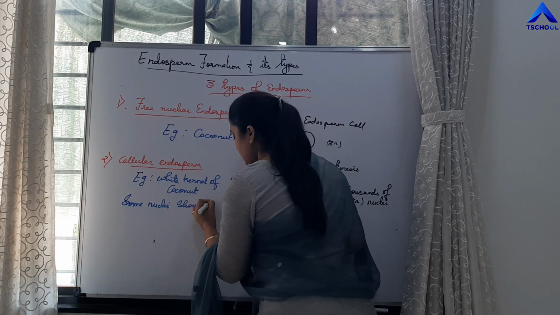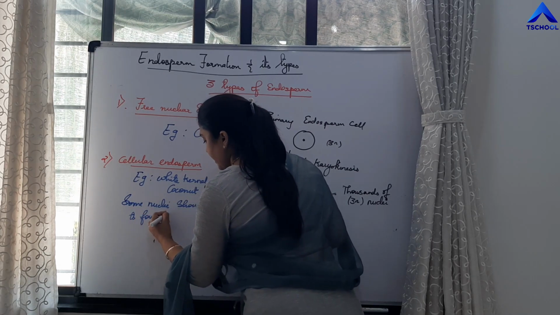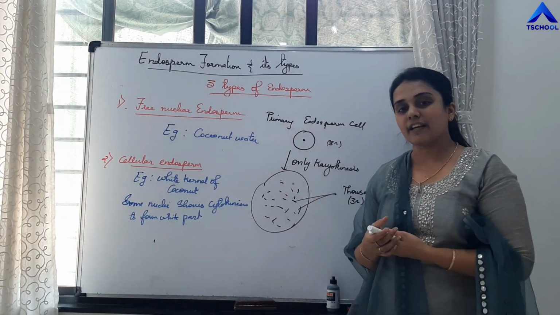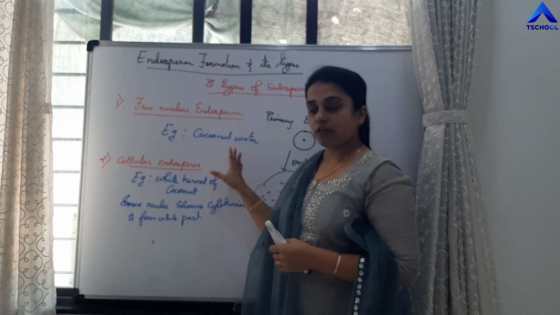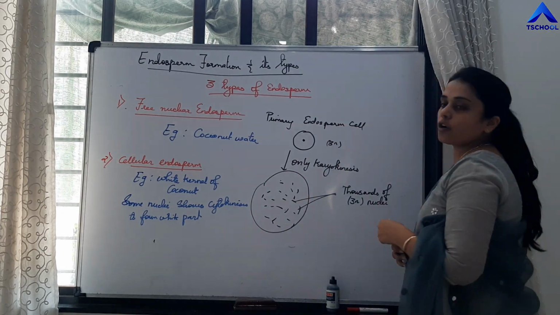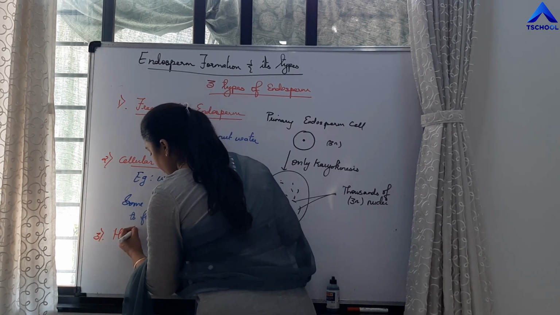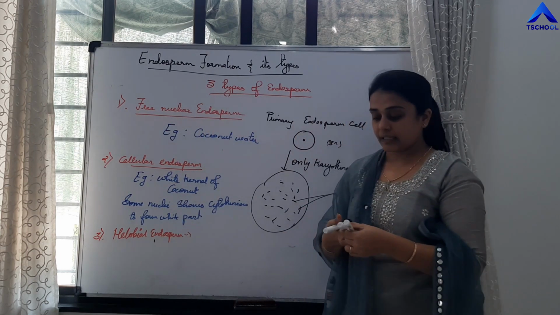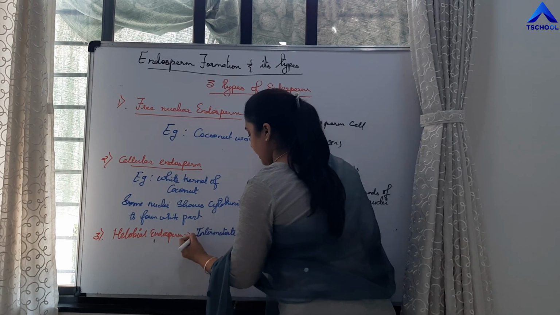Right? So some nuclei show cytokinesis to form the white part. So it is made up of cells, and hence the endosperm is called cellular endosperm. So, the first type of endosperm is free nuclear endosperm seen in coconut water. The second type of endosperm is cellular endosperm, which is seen in the white kernel of coconut. Right? And the third type of endosperm is halobial endosperm. This halobial endosperm is an intermediate endosperm.